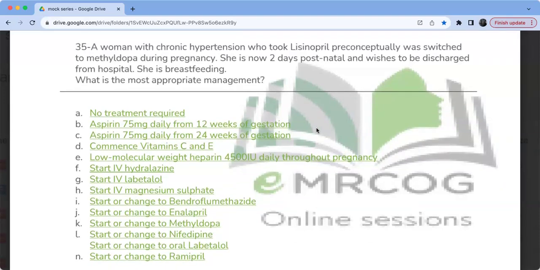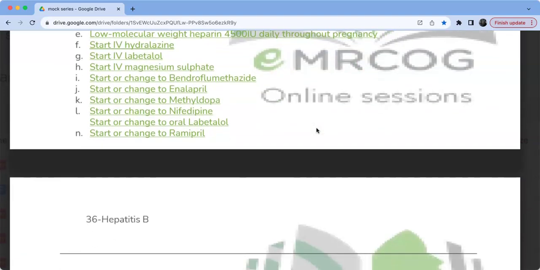A woman with chronic hypertension who took lisinopril preconceptionally was switched to methyldopa during pregnancy. Now 2 days postnatal and wishes to be discharged from the hospital. She's breastfeeding. What is the most appropriate management? Of course, this lady will stop the methyldopa. Now she can go back to the ACE inhibitors. Okay, so which ACE inhibitor to give? Enalapril. Right.